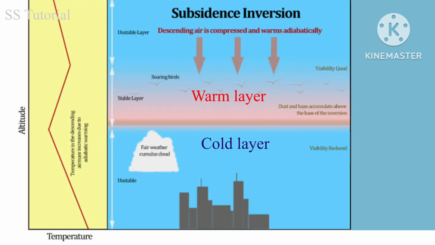Let's know subsidence inversion. When a mass of air descends from a higher altitude, it is warmed at the dry adiabatic rate of 10 degrees centigrade per 1000 meters because of compression and increase in atmospheric pressure. Thus, a zone of warm air forms above the cold layers of air, which results in inversion of temperature. This type of inversion is generally associated with anticyclonic conditions.